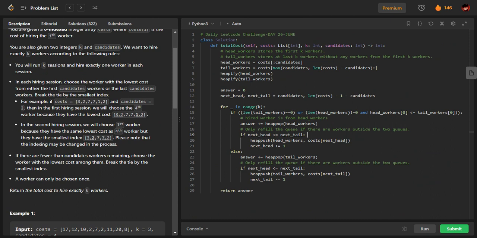that means there is still at least one worker which is not part of either of the queues. So we can insert that into whichever queue becomes empty first. We will be pushing this element into this particular heap, then we will update the next head by one.